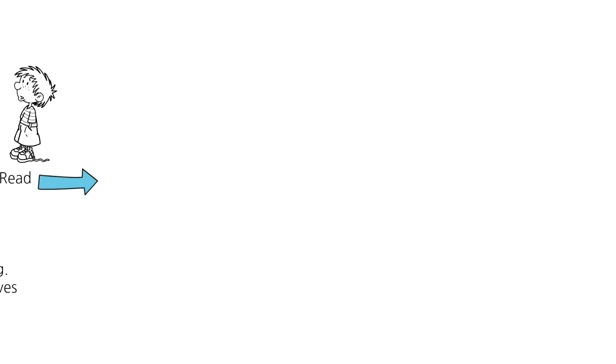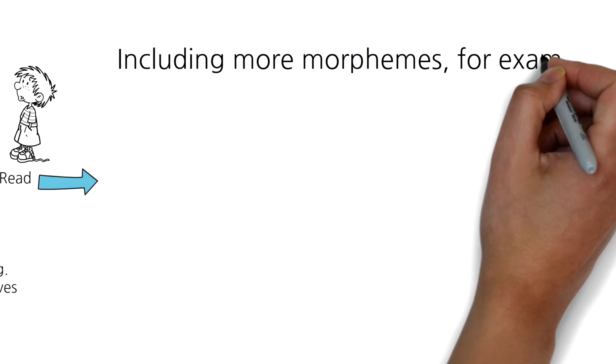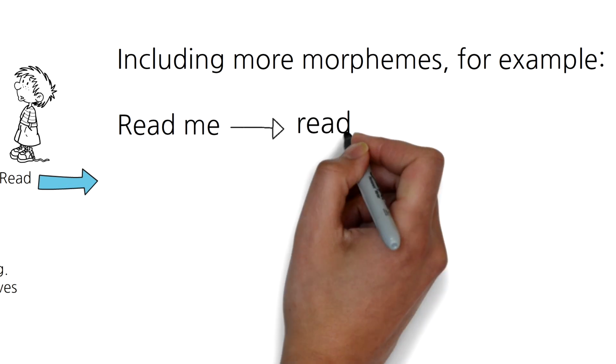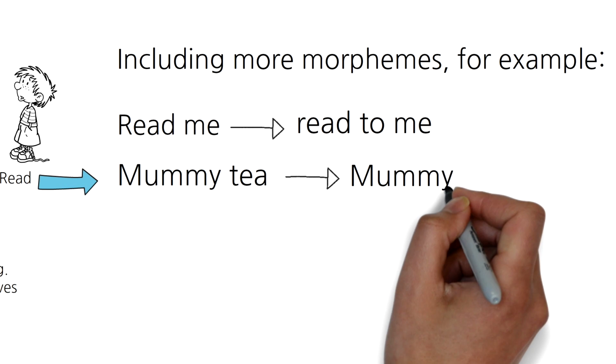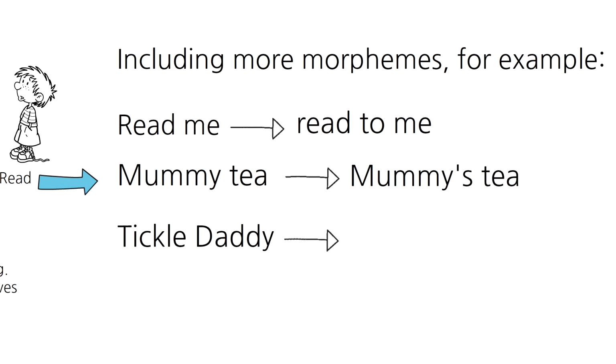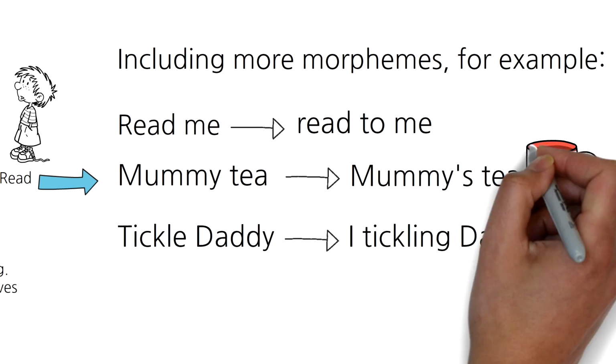Gradually, children start to include more morphemes. For example, instead of saying "read me", this turns to "read to me". Instead of "mummy tea", it turns to "mummy's tea". And instead of "tickle daddy", it turns to "I tickling daddy".